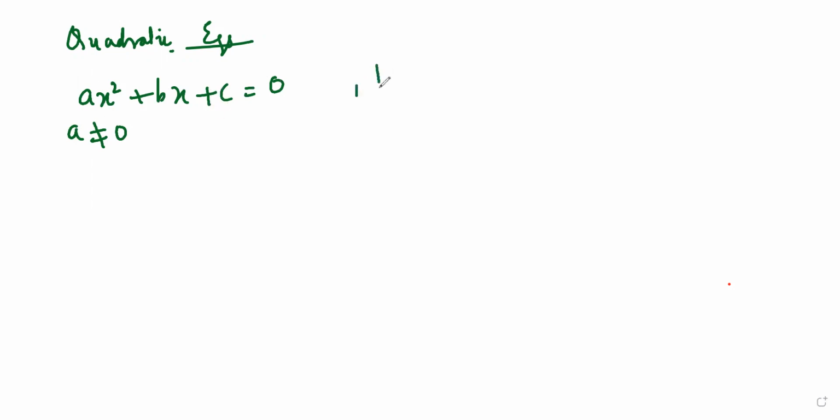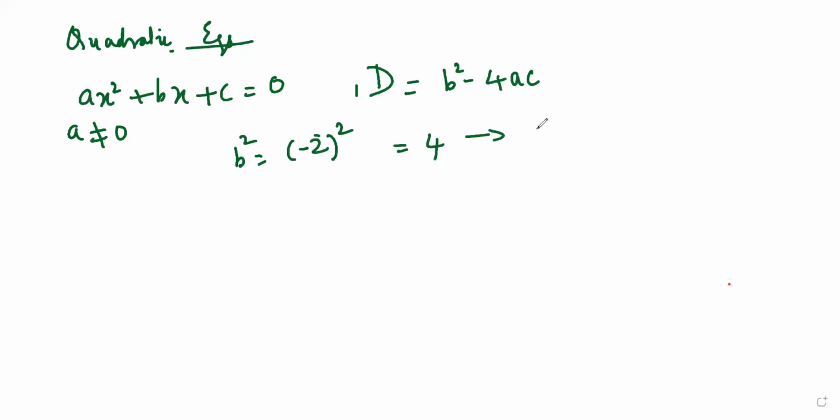And then what you need to know is D. D is b square minus 4ac. So one mistake is when you say if b is minus 2, for example, even when you square minus 2, b square will be minus 2 the whole square, which is plus 4. A common error is children take it as minus 4. Be very careful here. So D is b square minus 4ac.